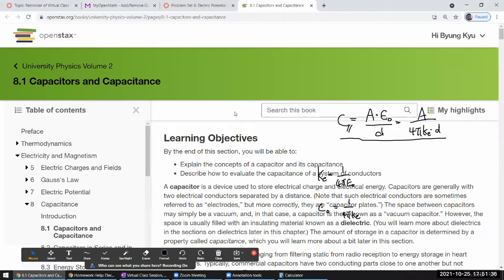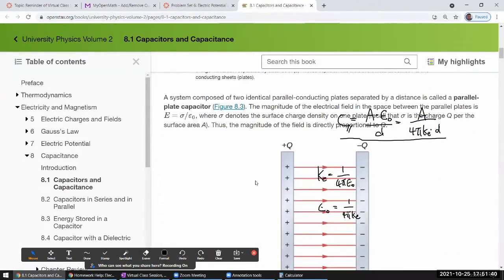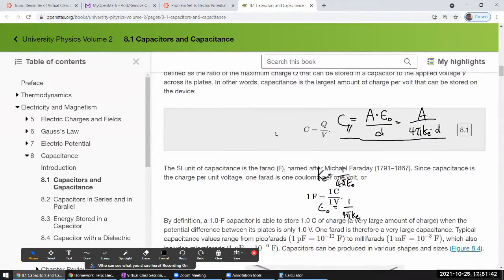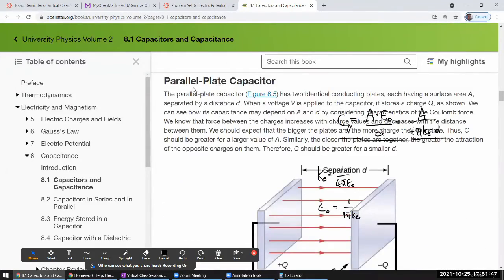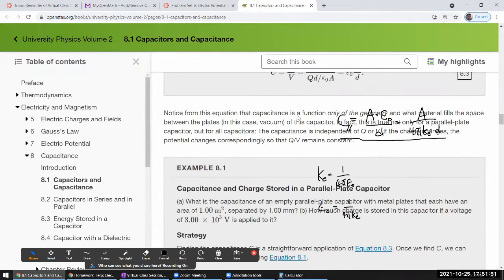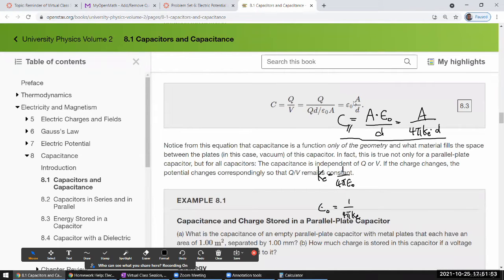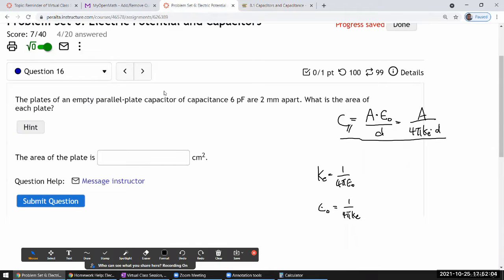In this section, you will see the capacitance of parallel plate capacitors derived. They go through all the consideration and derivation, and what they end up with is this: capacitance is area times permittivity of free space divided by D. So that's the formula. And starting from there, the rest of the question is relatively simple.